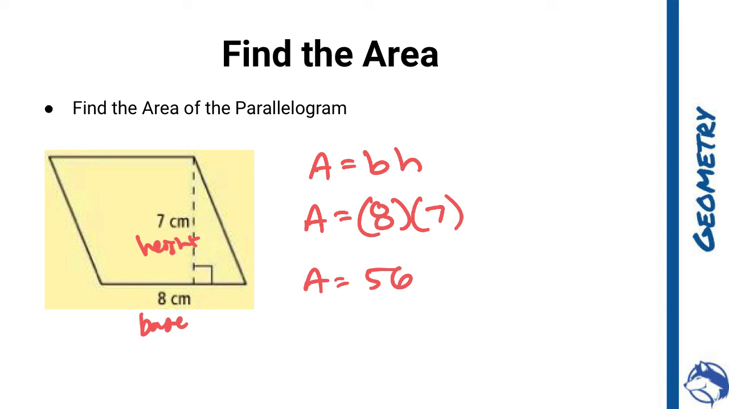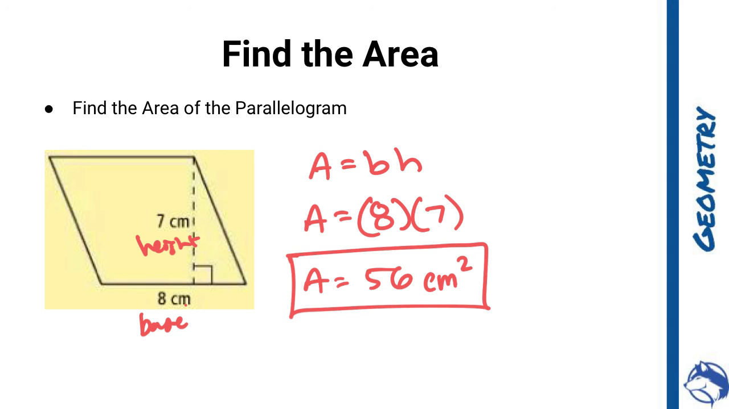Now you have to be careful here because we need units. And so when we're doing the area and we're doing centimeters times centimeters, well, that becomes centimeters squared. So my area is equal to 56 centimeters squared.